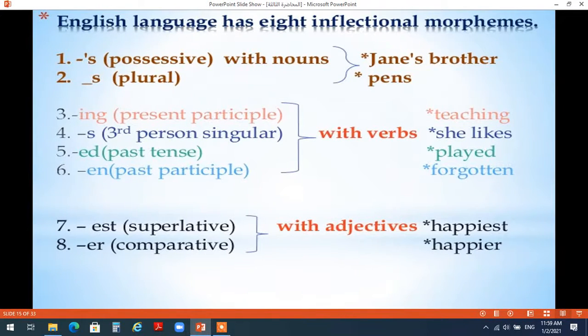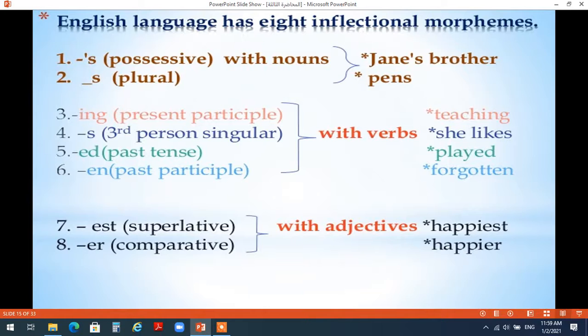Either you use the s for possessiveness, for example, Jane's brother, or you use the s for the plural, to change the noun from singular to plural, for example, the word pens. So these two inflectional suffixes are used with nouns.